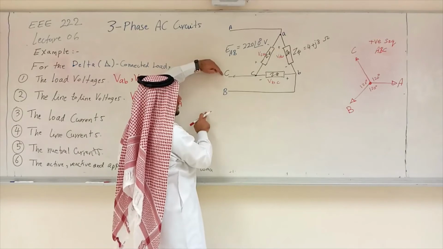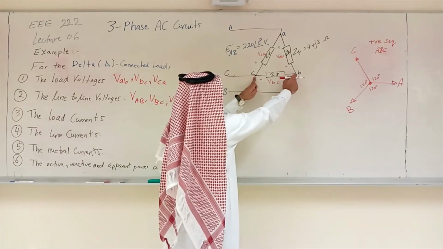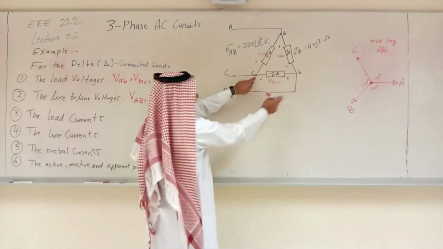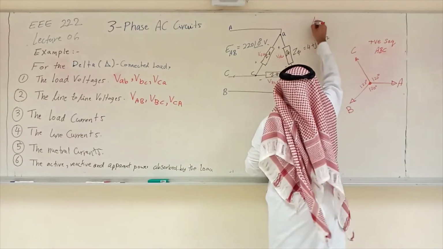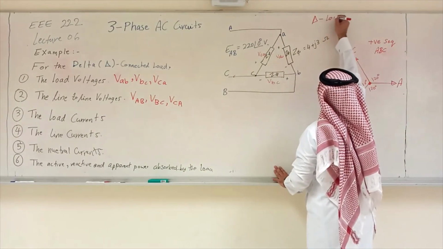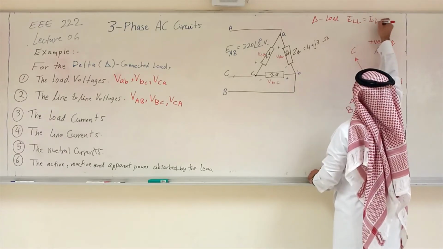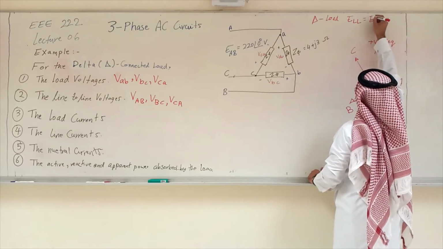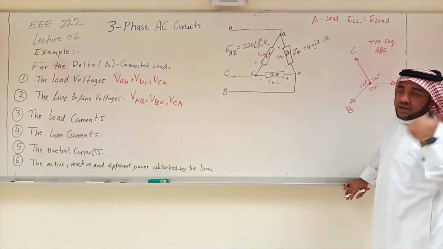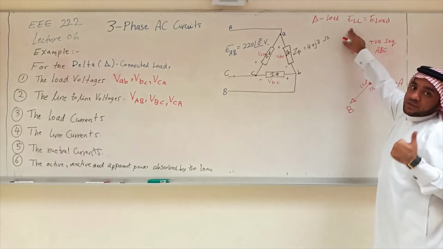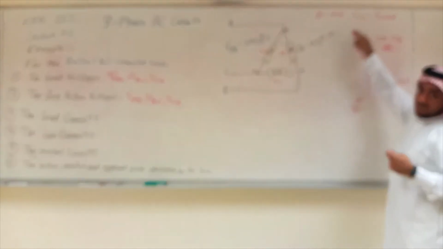The voltage between line C and line B is the same as the voltage between C and B. They are the same. They are parallel, right? And this is the beauty of delta connection. In delta connections, for a delta load, E line to line is nothing but E load. There is no difference between them. In Y connection, they were different. In a Y connected load, E line to line was always greater than E load by square root of 3 and a phase shift. Here they are the same.